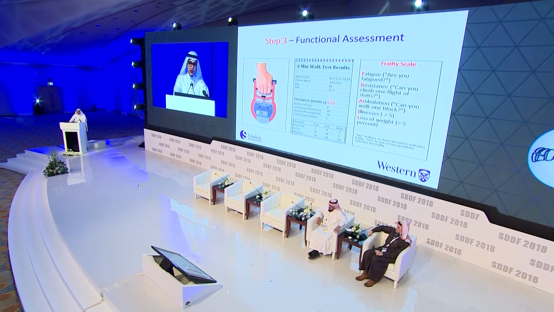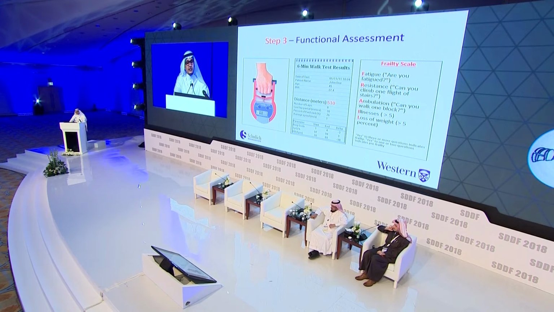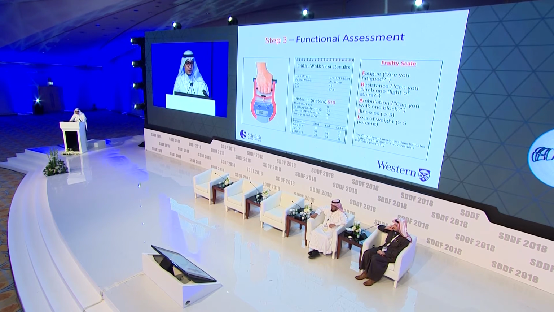This is also very simple and can be done in a clinic. Hand grip test is very widely available to assess the functions of the muscles. Also, 6-minute walk is one of the most widely accessible and easy to do tests. And then the frailty scale. Frailty comes from frail: fatigue, resistance, ambulation, illness, and loss of weight.